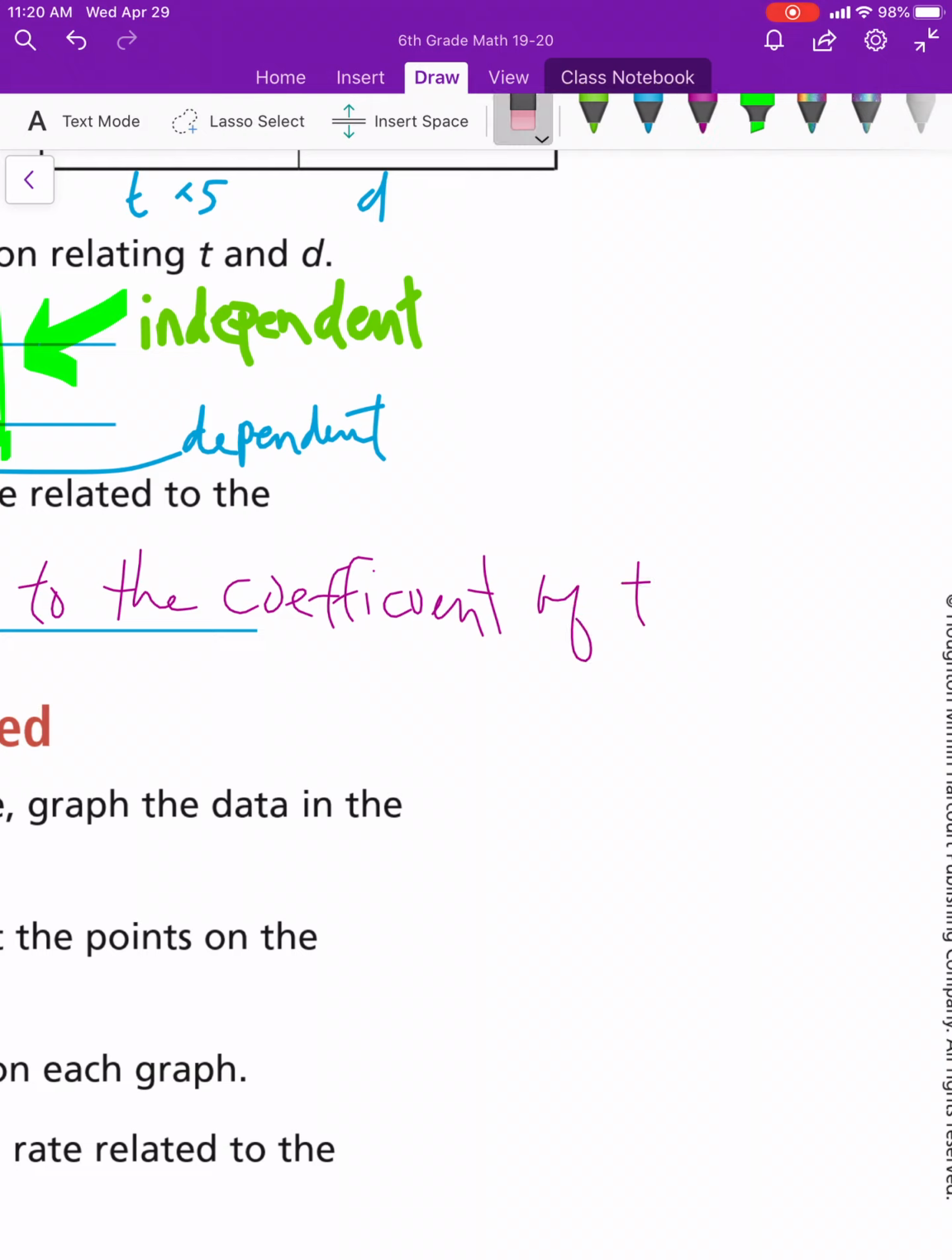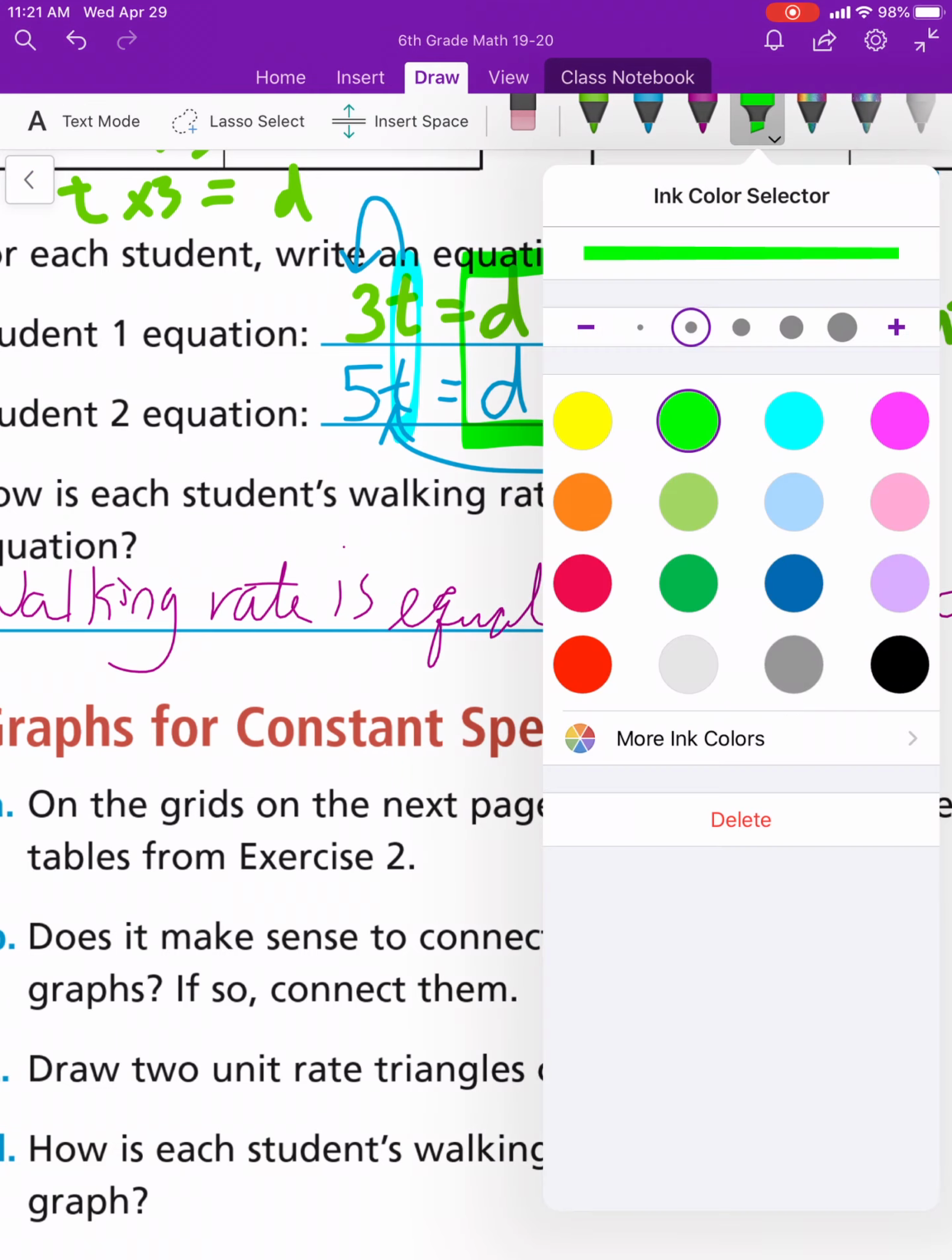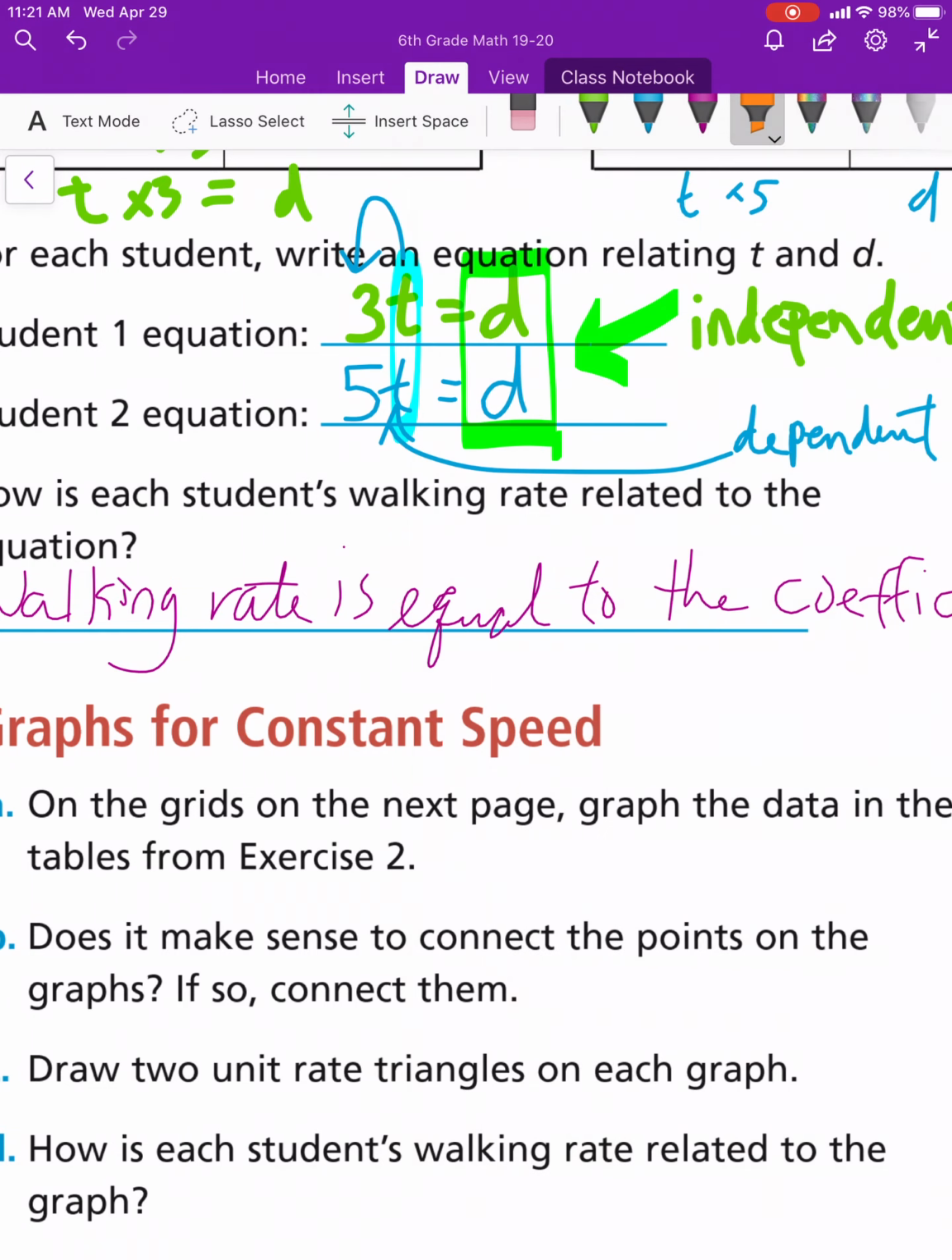Sorry, I know my handwriting is a little sloppy. No, this is just really difficult to write on. Let me just make it more legible for you. I apologize. Okay, so the coefficient of t. So remember, I'm going to do this in a different color. The orange will be the coefficient. So this is the coefficient, right? 3 and 5 are the coefficients of t in both equations. Okay.